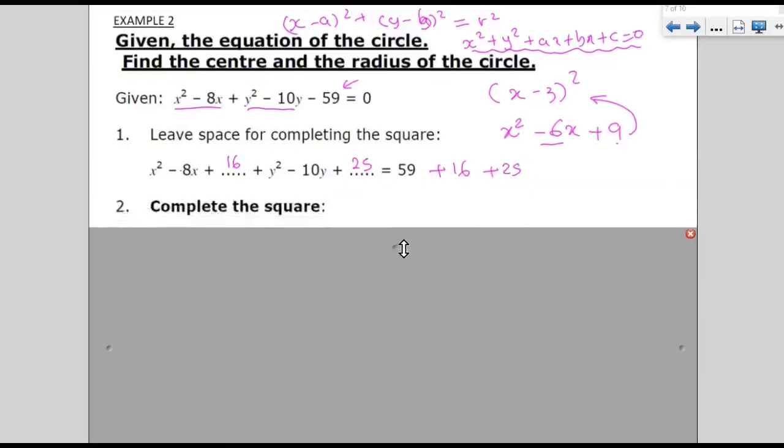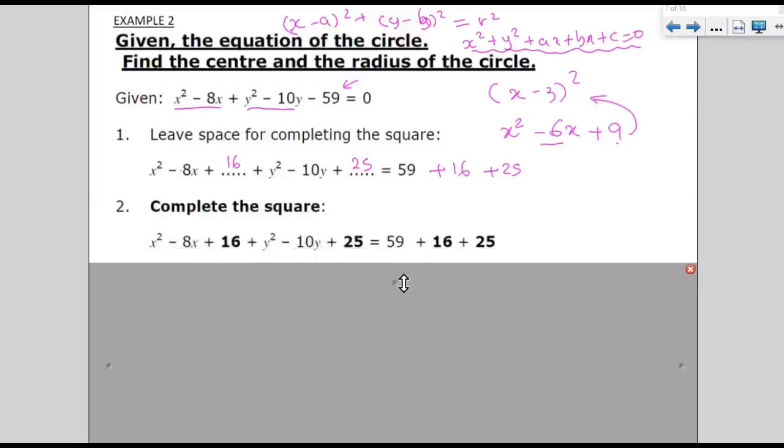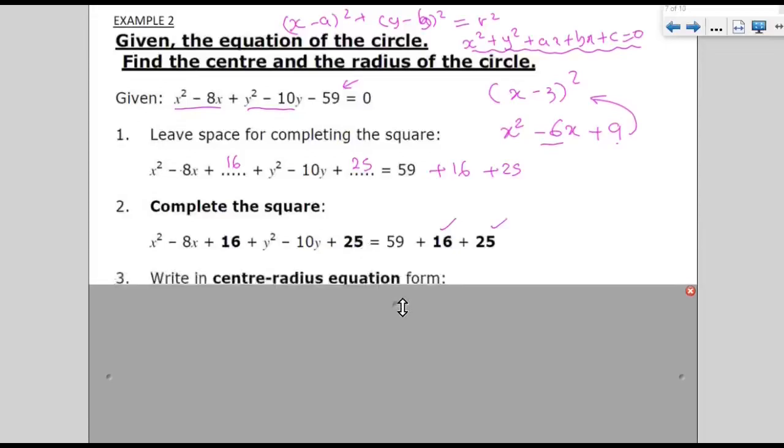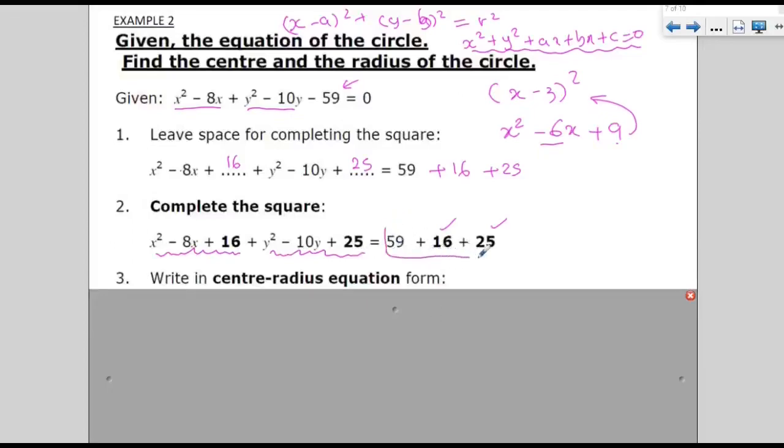So let's see what they do. So to complete the square, that's how they got the 16. And that's how they got the 25. And that's how they added 16 plus 25. In other words, to neutralize it. Now, what you've done is this is a perfect trinomial in x. This is a perfect trinomial in y. And this part here would be your radius squared.